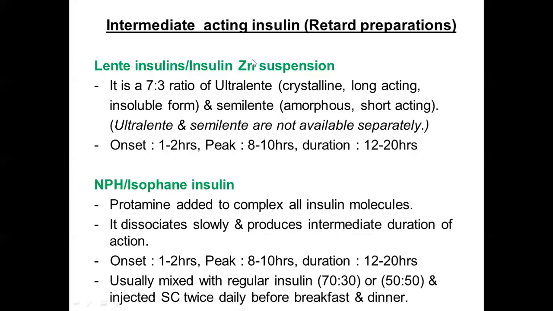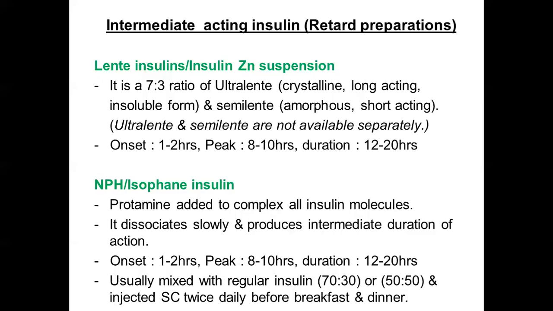Similarly, one other intermediate acting insulin is the NPH or the isophane insulin, wherein the insulin is complexed with the protamine, and it dissociates slowly and produces an intermediate duration of action, the same onset, peak, and duration as the lenti insulin. But this has a very inconsistent way of acting, and usually the commercial preparations that you see in the market are actually mixed with the regular insulin in the ratio of 70:30 or 50:50.